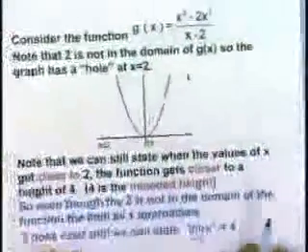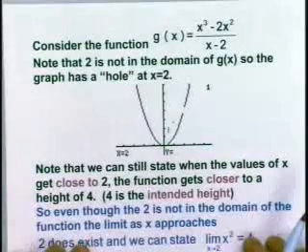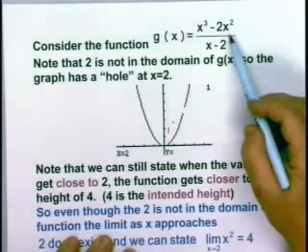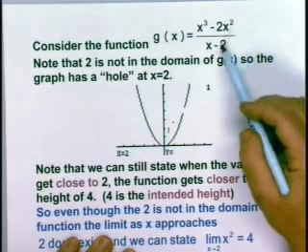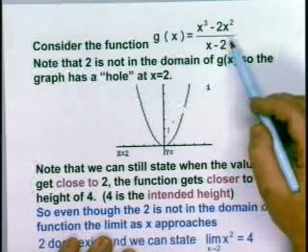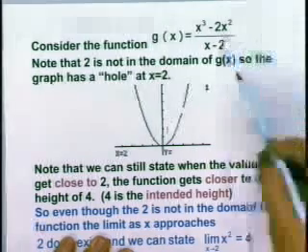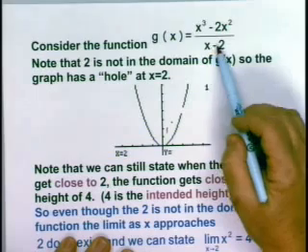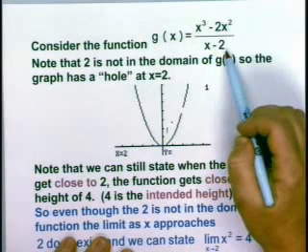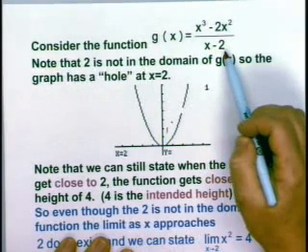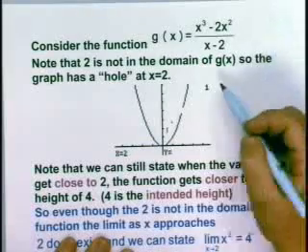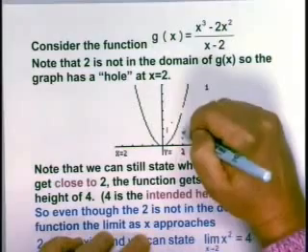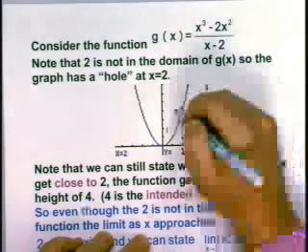Let's look at this function. g of x is equal to x to the third power minus 2x squared divided by x minus 2. First, notice that 2 is not in the domain of g of x. If you try to substitute 2 into this function, it would yield a denominator of 0, which of course is an undefined expression. If you look at the graph of the function, notice that there's a hole in the graph at x equal 2.